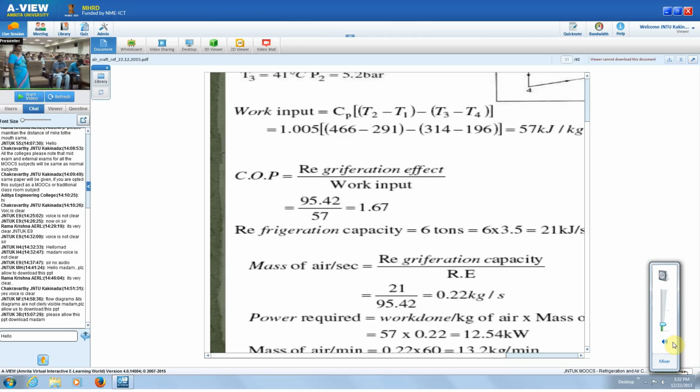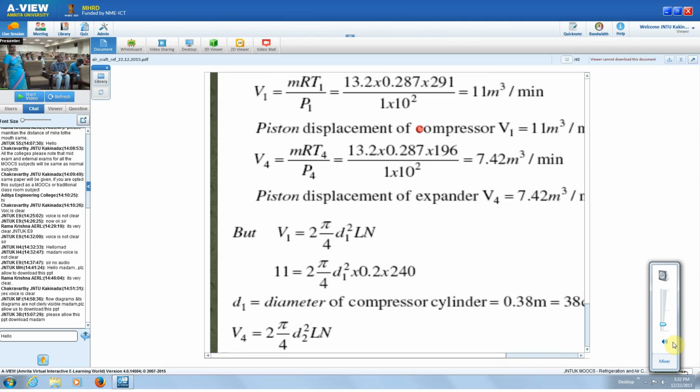Actually, mass of air required per minute is asked. So you multiply that with respect to m with 60. Then you will get 12.21 something. Then the next required here is D and L. So for that, find out what is the volume at 1 and volume at 4. Because here 1 is at the suction of the compressor, the total volume required is mRT1 by P1.